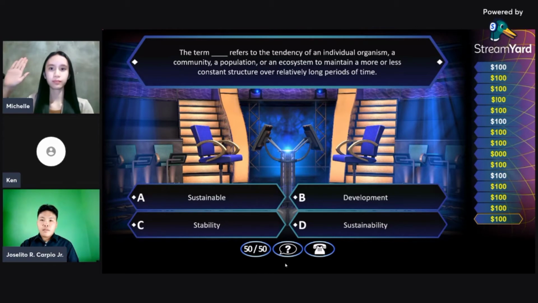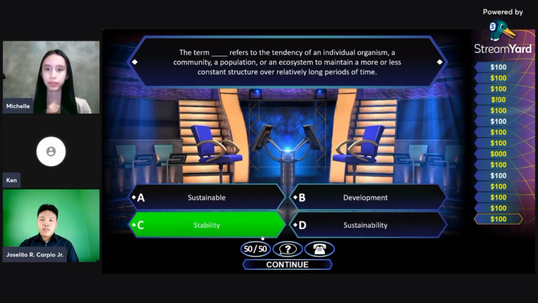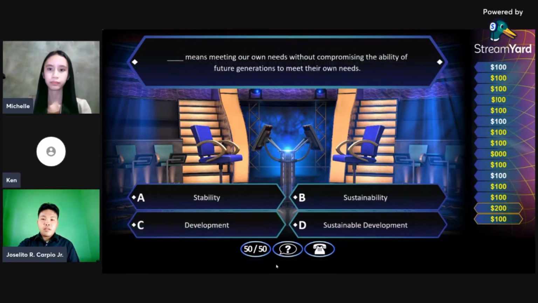Yes, Michelle? That's probably letter C, stability, because a healthy human body is an example of a stable system. Let's see. Correct. $100 for Michelle. Here's the next question.